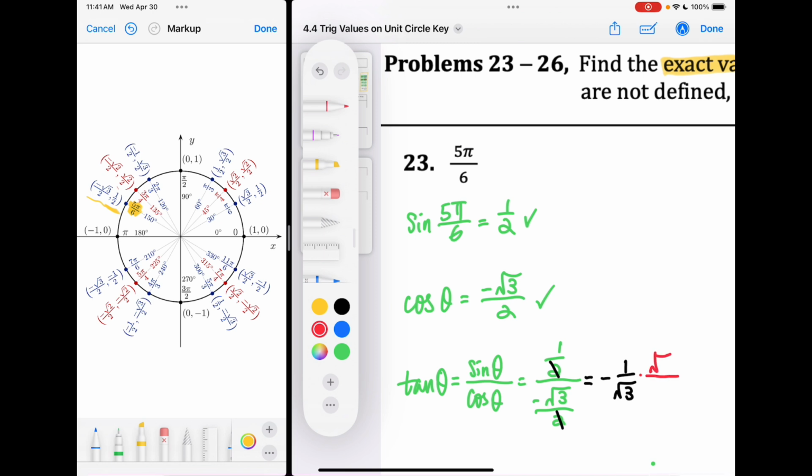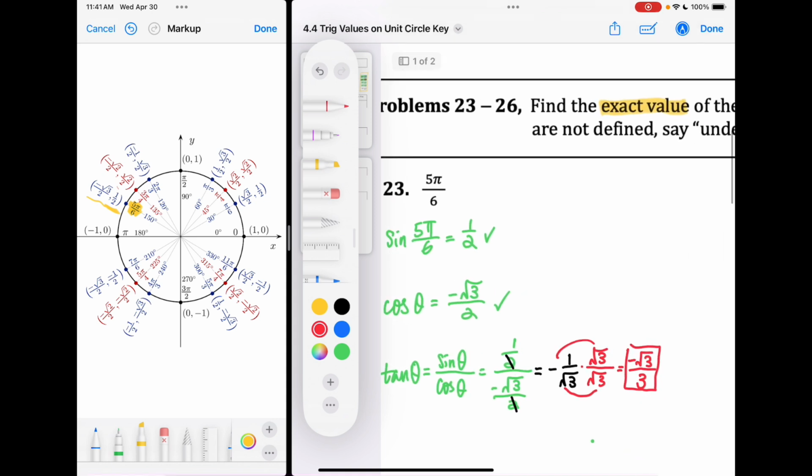I don't want to see the radical 3, so I'm going to times square root 3 over square root 3. That gives me the final answer: negative 1 times square root 3 will be negative square root 3, and the denominator, square root 3 times square root 3, becomes 3. So therefore, I got this perfect answer. So far, so good.